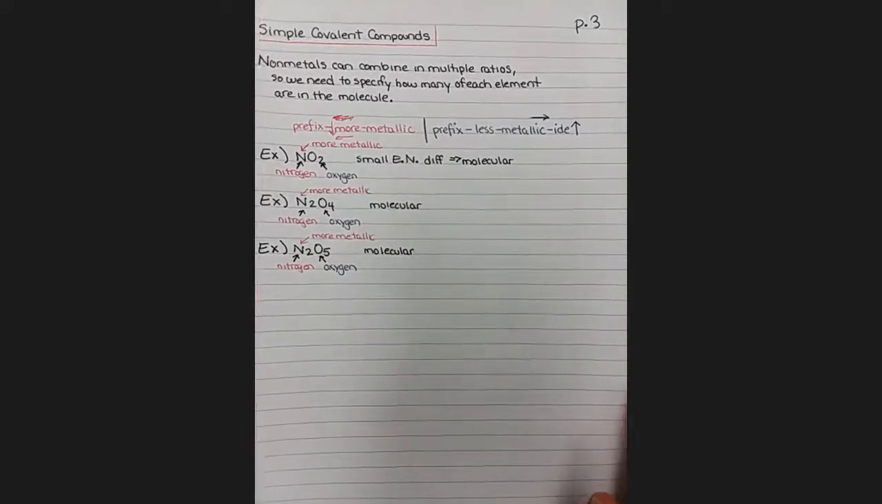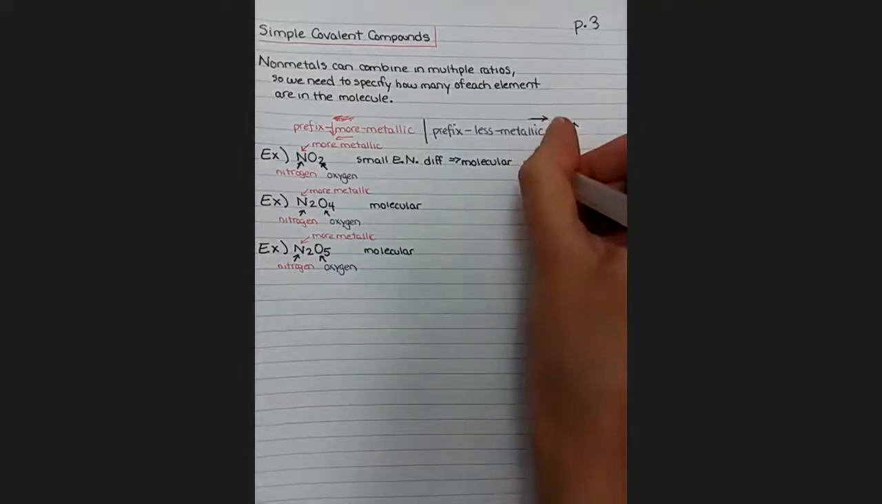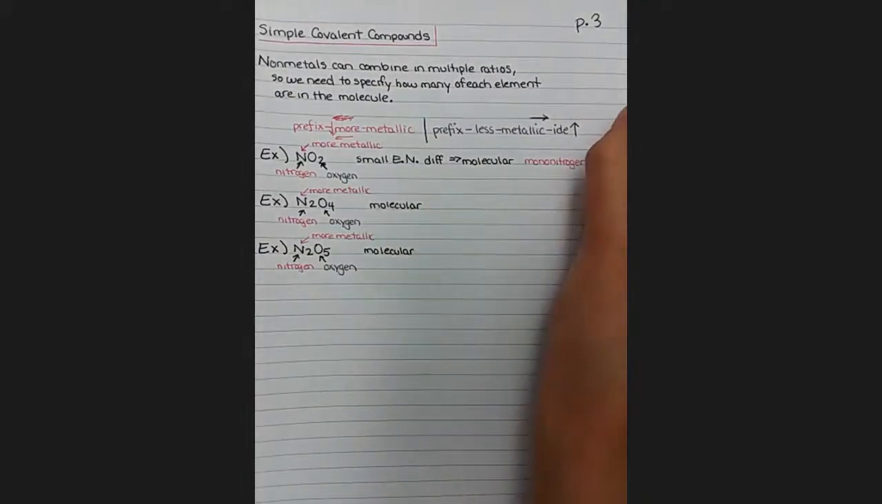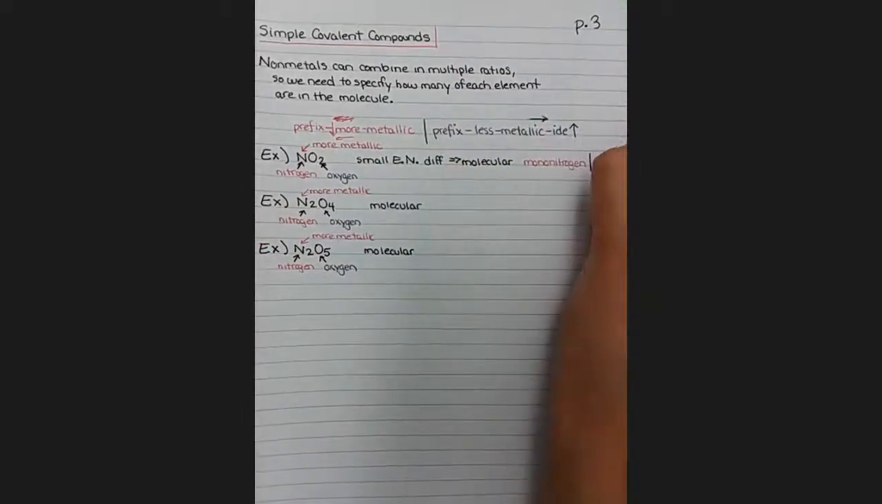So we'll go ahead and name this one. This one we're going to name, there's 1, so the prefix is mono. Then we'll write nitrogen, space. There are 2 oxygens, so we'll put di in the front, and we'll write the suffix oxide at the end.